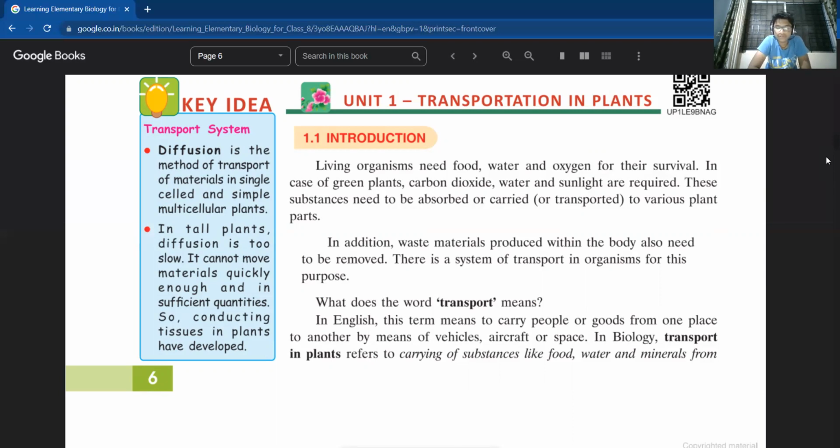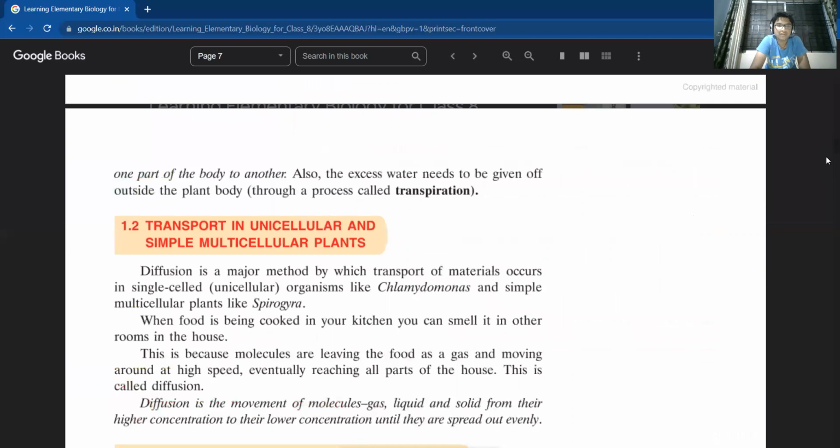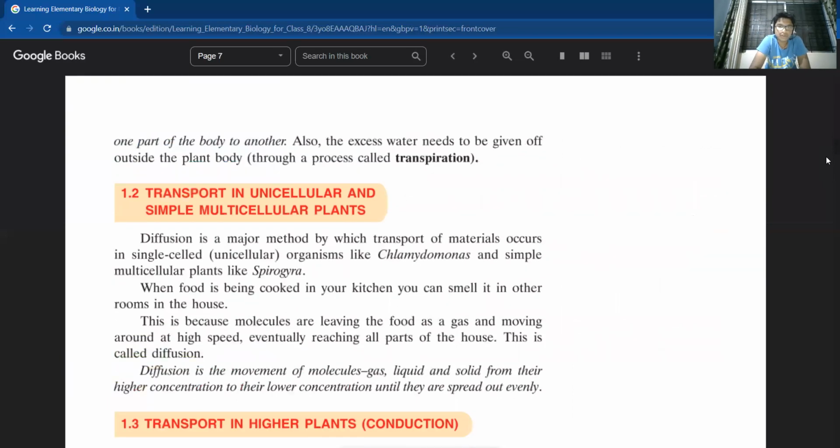So what does transport mean? Transport in plants refers to carrying of substances like food, water, and minerals from one part of the body to another. Also, the excess water needs to be given off outside the plant body. This is called transpiration.